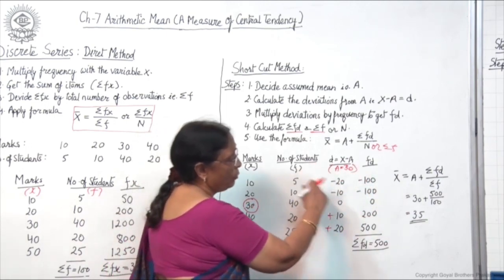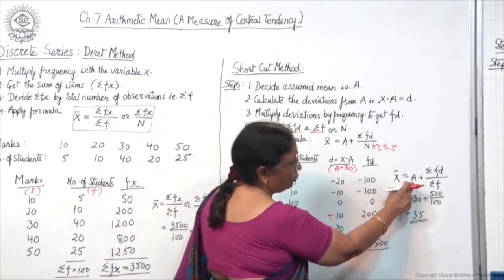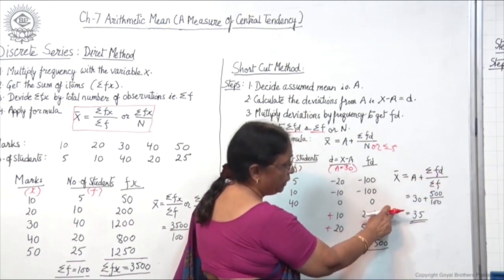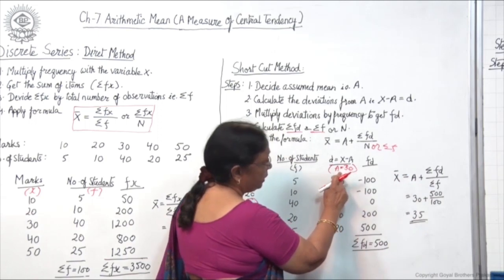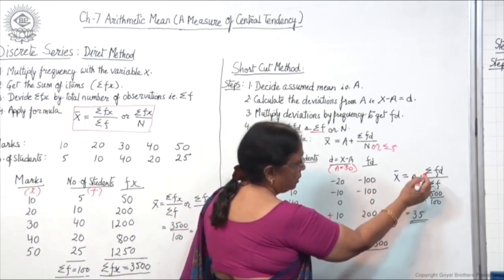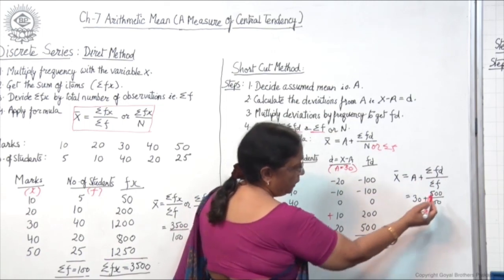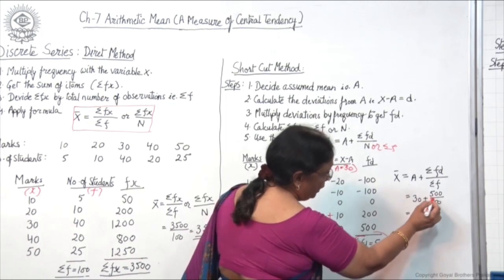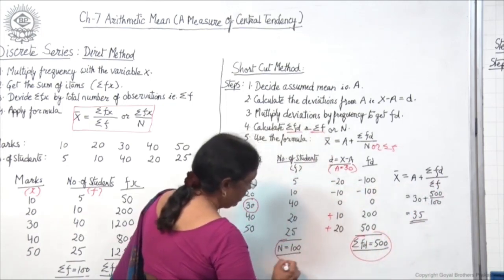And as your formula says, X bar is equal to A plus sigma FD upon sigma F. So you will put the values accordingly here. What is A? A is 30. So write down 30 over here, plus sigma FD is 500. So write down 500. This is 500 sigma FD. Then sigma F is 100.